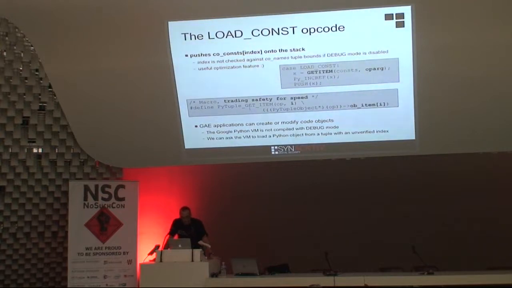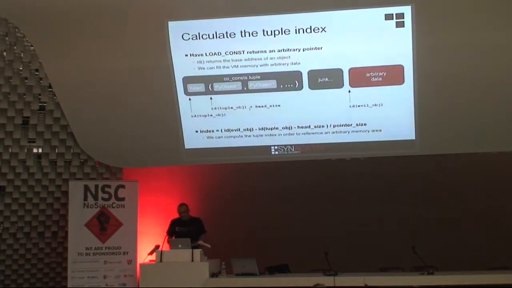In Google App Engine, the Python virtual machine is not compiled with debug mode, so that means we will be able to use this bug in order to try to exploit the virtual machine. I've been talking about an opcode that is able to pick an object within a tuple, which is an array. So here I'm talking about how to calculate the right index in order to have the Python virtual machine pick an arbitrary object in memory. Because what we want to do is to set up a fake Python object and tell Python, this is a real Python object, now use it. So here the trick is to use the id Python function. This function returns the base address of any object in the Python virtual machine.